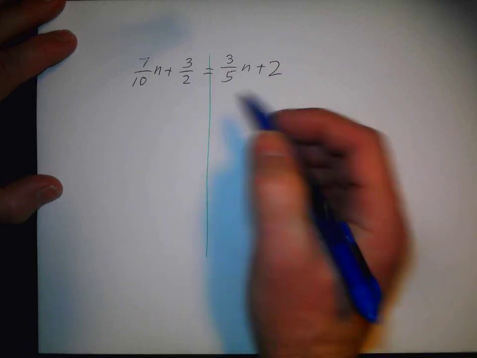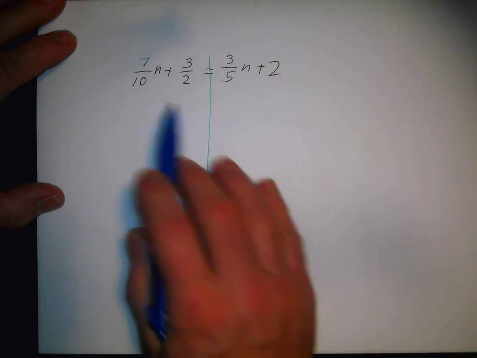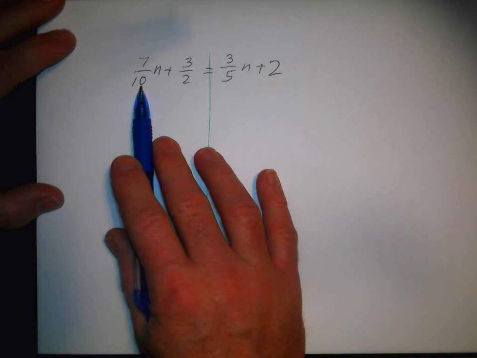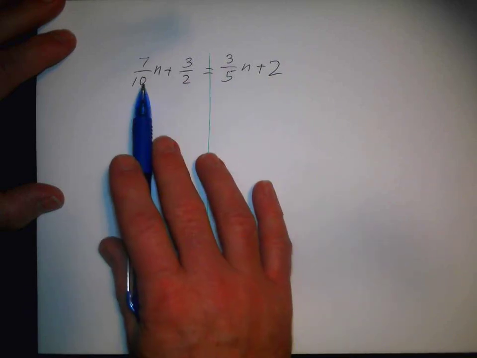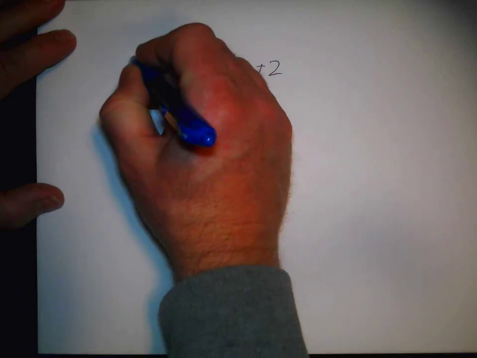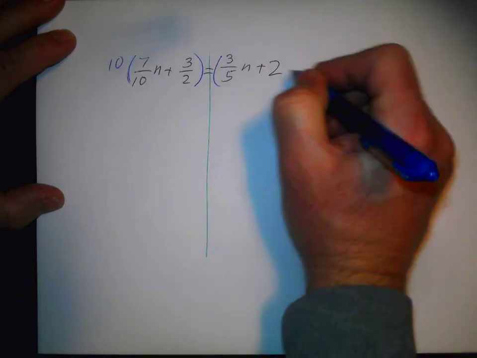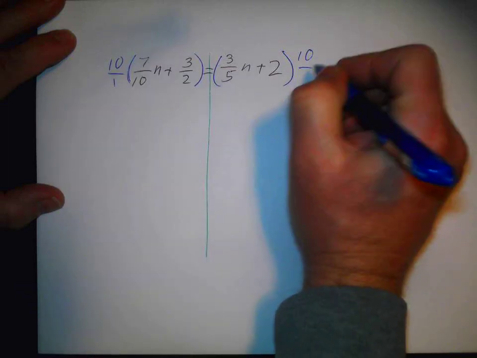So I need a number to multiply both sides by that is going to assist me in removing the 10 from the bottom of this one, the 2 from the bottom of this one, and the 5 from the bottom of this one. So what I need is a common multiple of 2, 5, and 10. Obviously we're going to choose the number 10. Okay, now when I do that, this is 10 over 1.